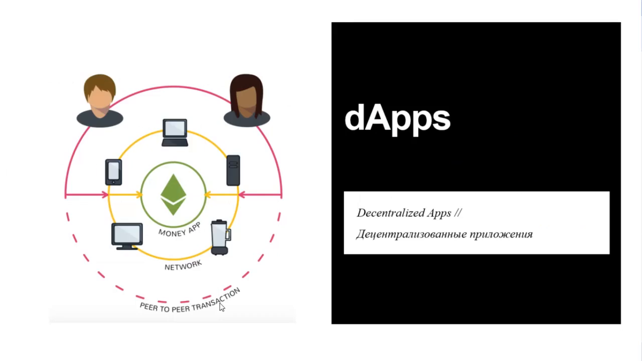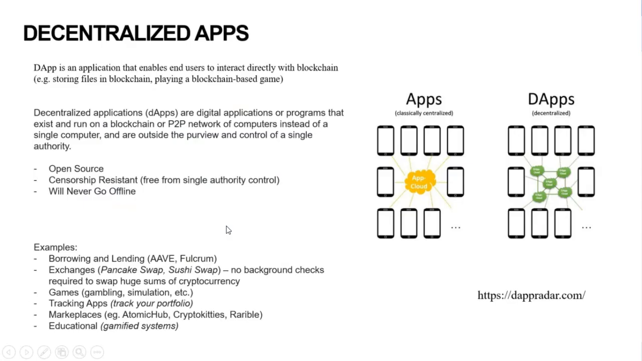Now, in blockchains, we have different types of blockchain solutions. One of them is called dApps, or decentralized apps. Decentralized apps are basically apps that look like this.